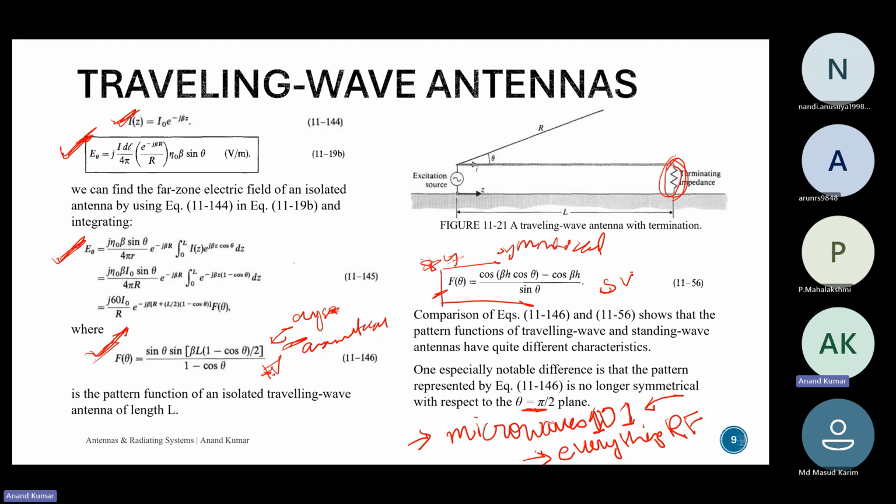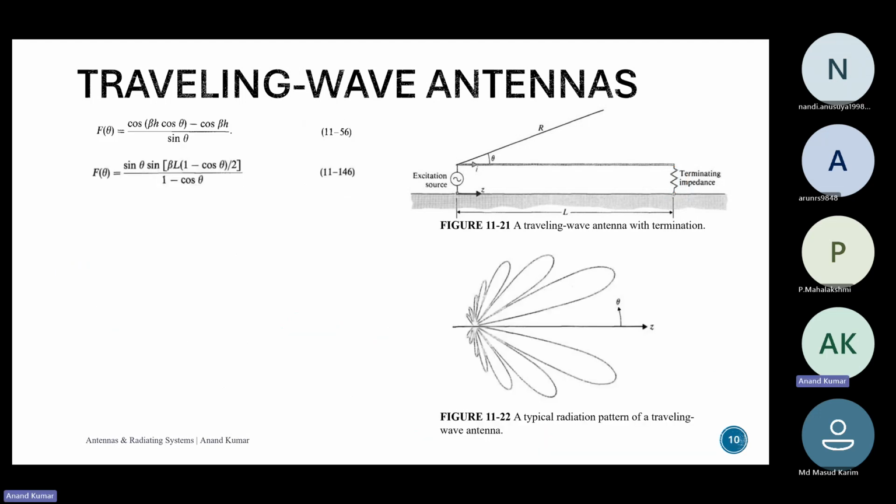I don't remember who hosts Everything RF, but Microwaves101 is hosted by the IEEE MTT Society, MTT-S, the Microwave Theory and Technology Society. So you can trust the material which you read on the websites. Okay, so we'll continue then.